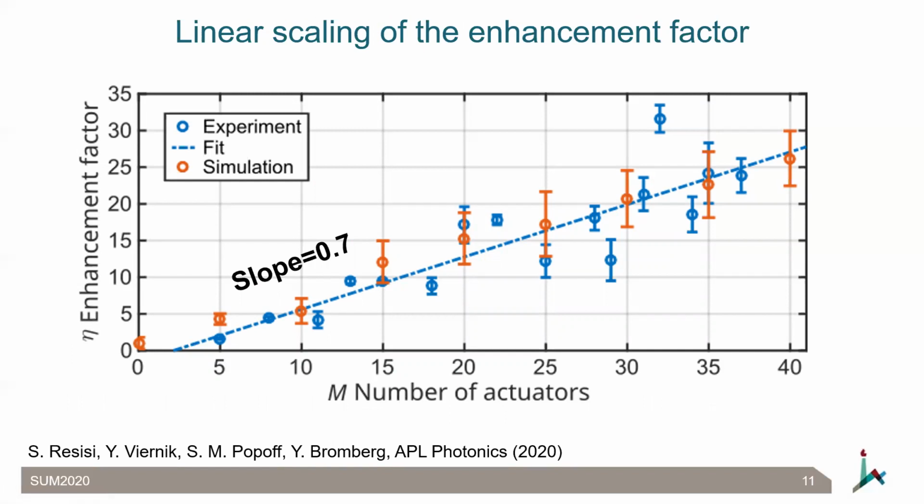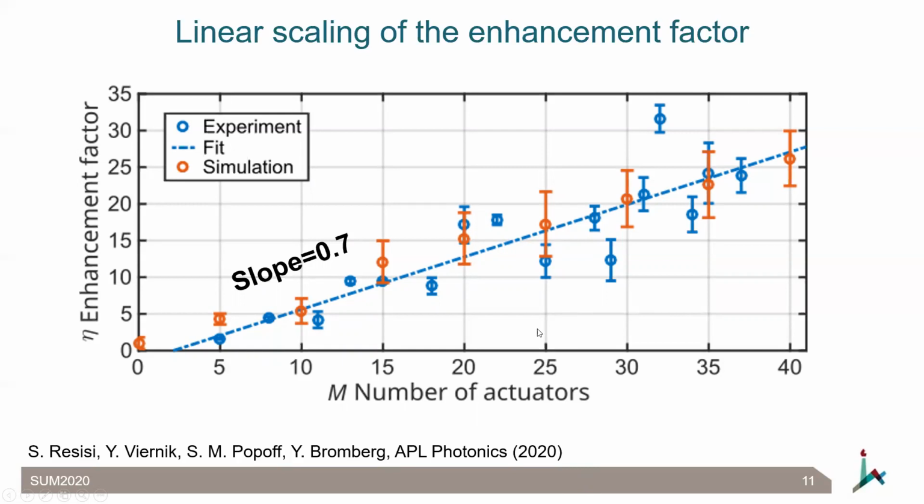We have more control. What's interesting is that the scaling of the enhancement factor is linear in the number of actuators. While for spatial light modulators, it is well known that the enhancement scales linearly with the number of SLM pixels, here the linear scaling is a little bit less obvious, because unlike spatial light modulator pixels, here the actuators, the piezos, the degrees of control affect each other.